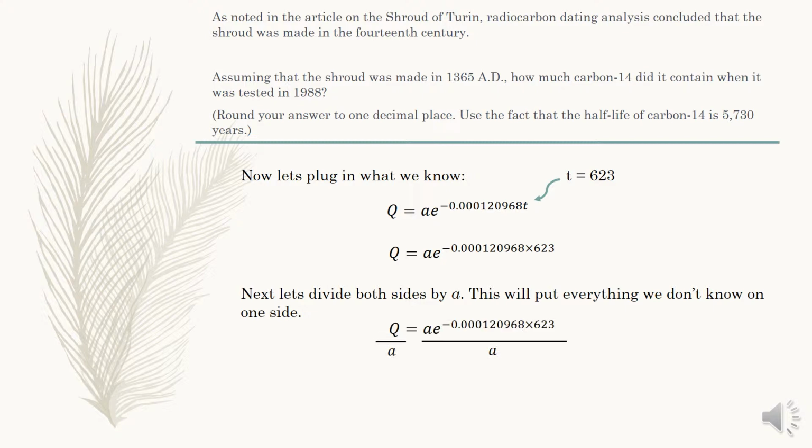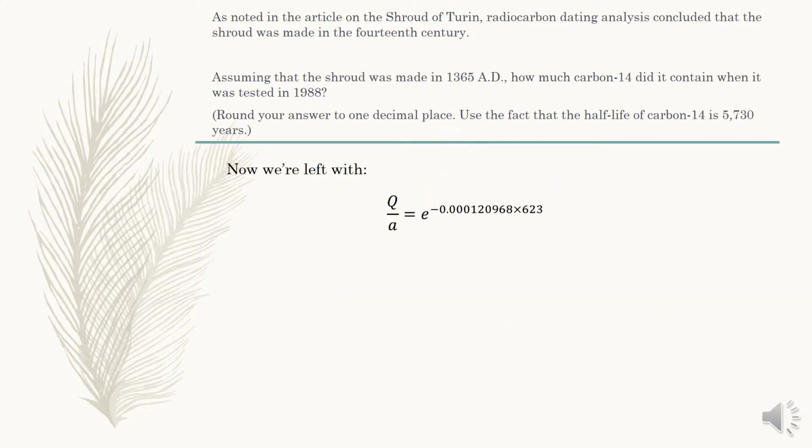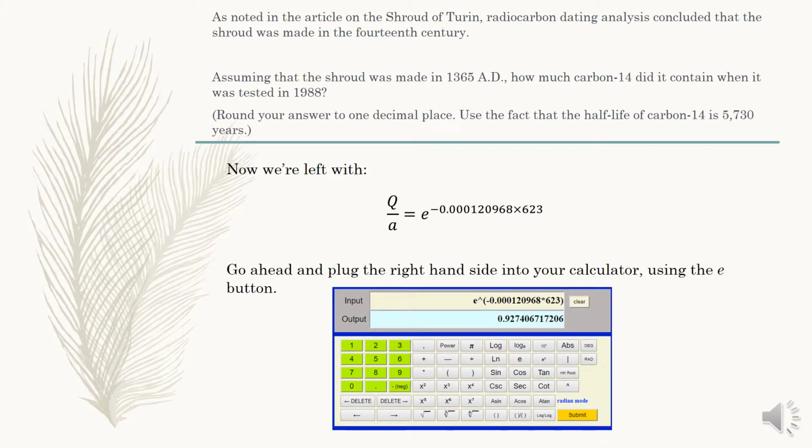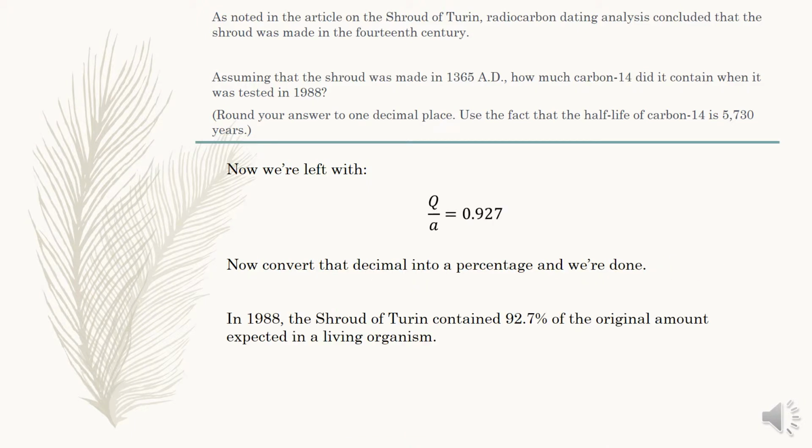All right, so dividing both sides by A, that's going to cancel out the A's on the right-hand side. Now we're left with Q divided by A equals e raised to the negative 0.000120968 times 623. Now you're going to go ahead and plug the right-hand side into your calculator using the e button. And here I have just a screenshot of what that should look like. So we're left with Q divided by A equals, and I've rounded it to 3 decimal places, 0.927.